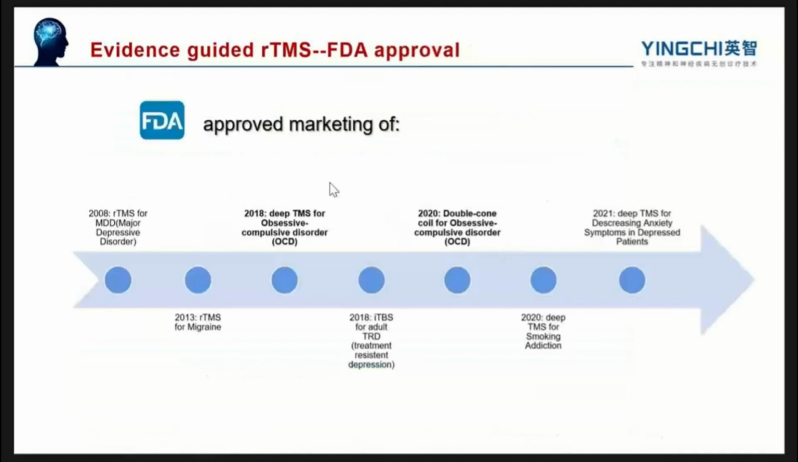And the next is the FDA approval of rTMS in different disorders. For example, at the earliest, in 2008, rTMS was approved by the FDA to treat major depression disorder. And in 2018, deep TMS for obsessive compulsive disorder was approved. And in 2020, subcortical stimulation for OCD was approved.